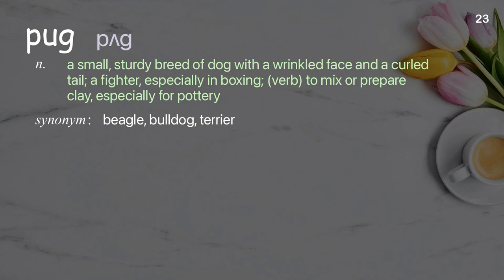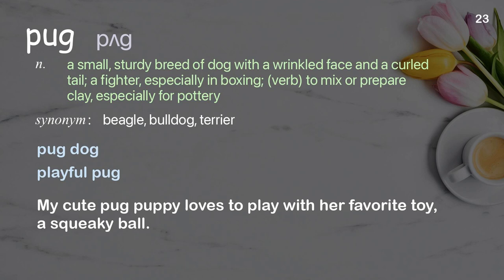Pug. A small, sturdy breed of dog with a wrinkled face and a curled tail, a fighter, especially in boxing. Verb, to mix or prepare clay, especially for pottery. Examples: pug dog, playful pug. My cute pug puppy loves to play with her favorite toy, a squeaky ball.